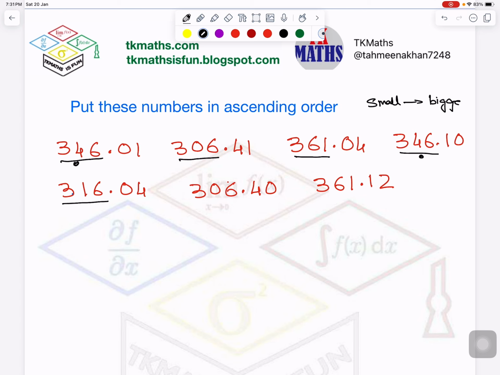316, 306. Now 306 are also 2. This one and this one. And this is 361. Now 361 also 2 here and here. So now first of all, just seeing that number which is on the left hand side, which is the smallest here? 306. Agreed? Now 306 are 2.